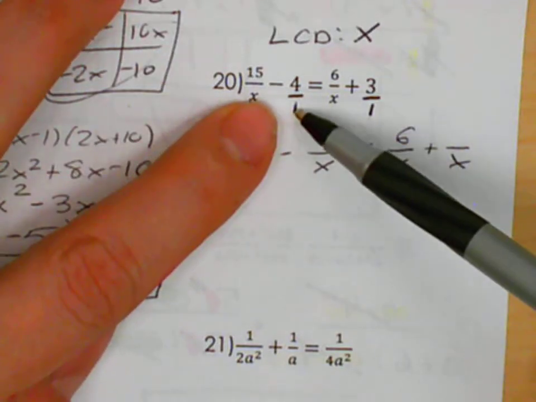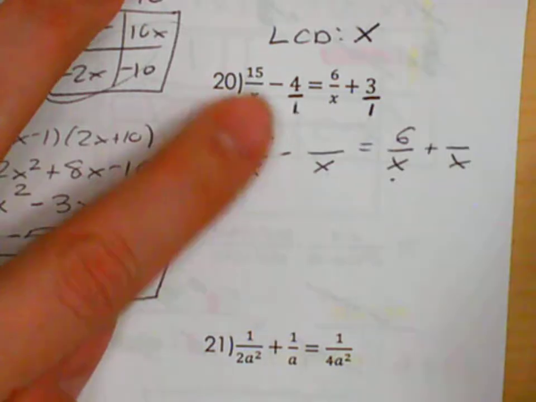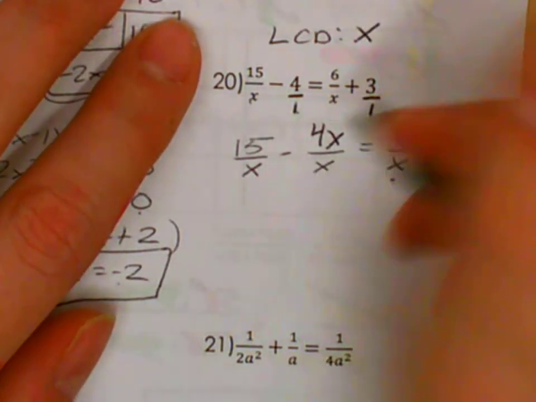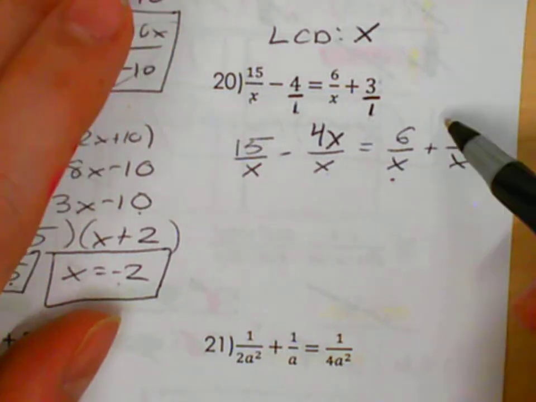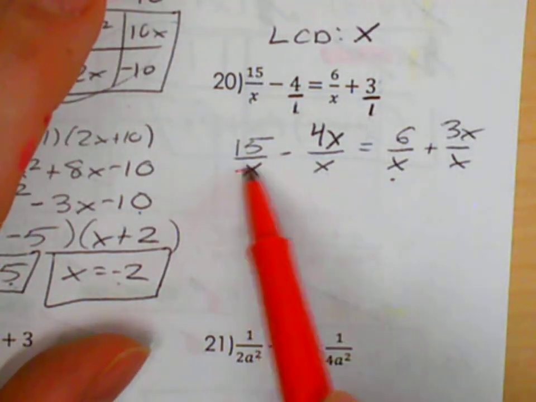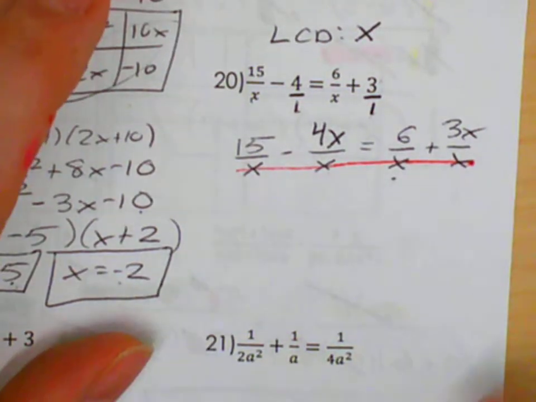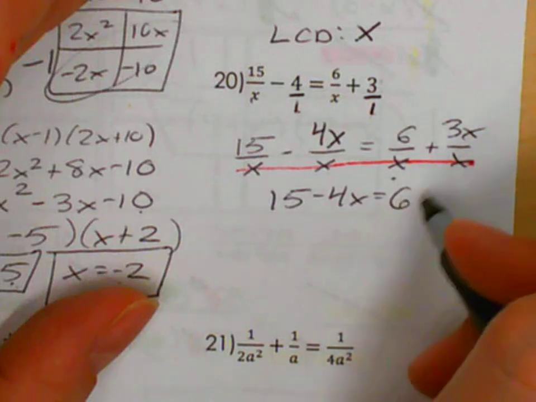But when I look at this, to get a denominator of x here, I have to multiply by x. So I have to multiply the bottom by x, but also the top. And the same thing here. To get this 1 to be x, I would need to multiply by x, so I need to multiply the top by x. So now that all the denominators are the same, I can just cross them out and ignore them. So I have 15 minus 4x equals 6 plus 3x.